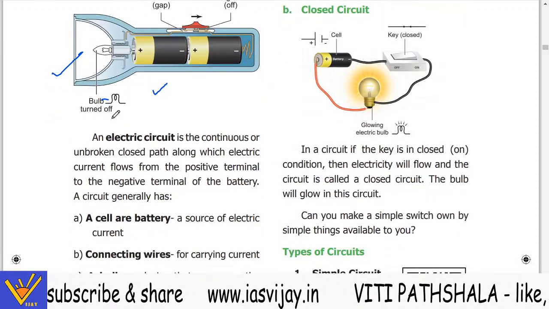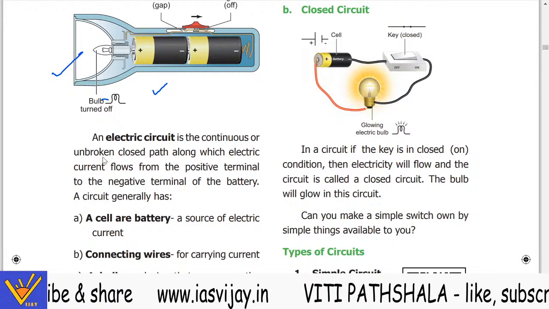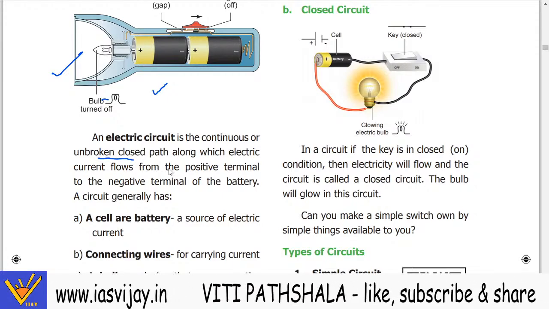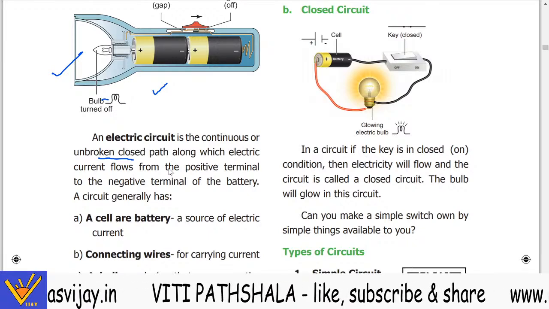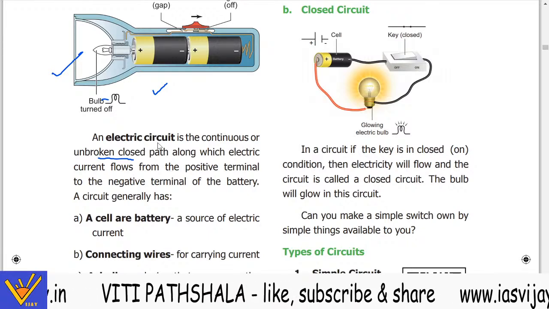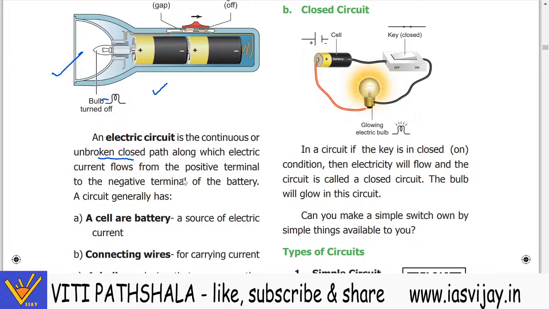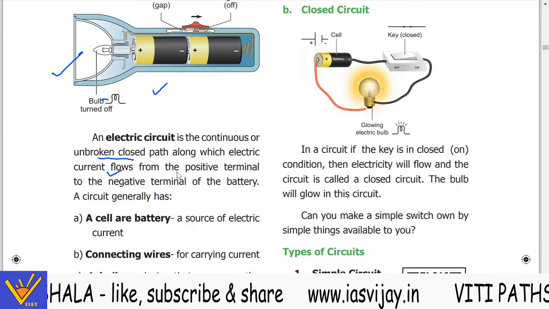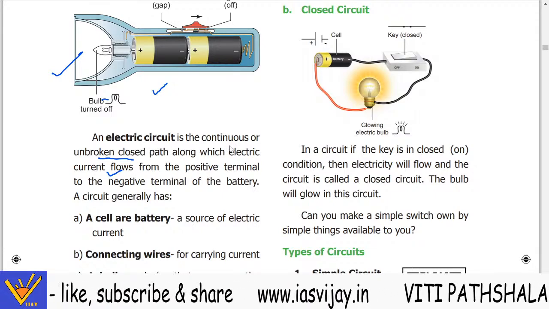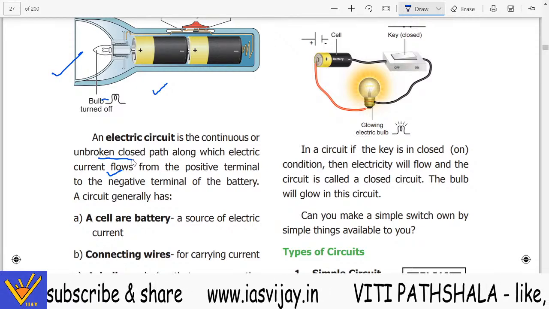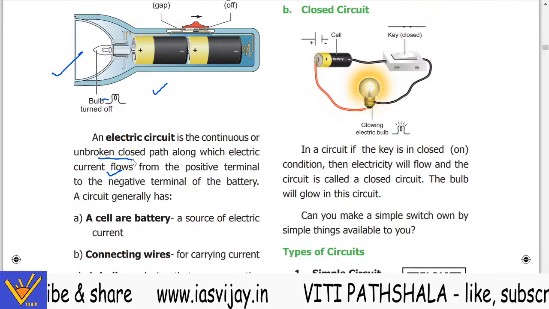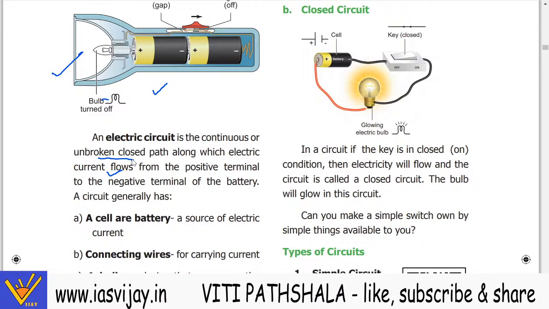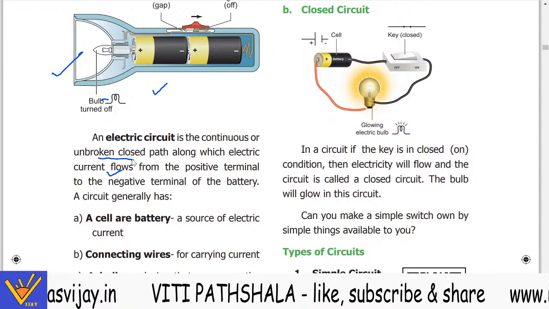An electric circuit is the continuous or unbroken closed path along which the electric current flows. Along the electric circuit, electric current flows from the positive terminal to the negative terminal of the battery.